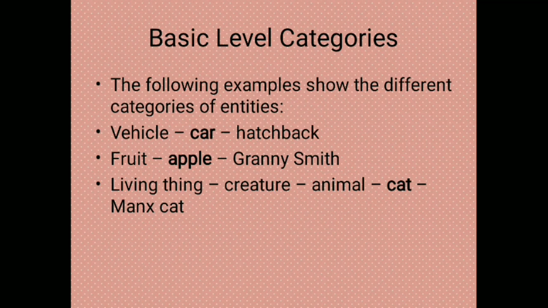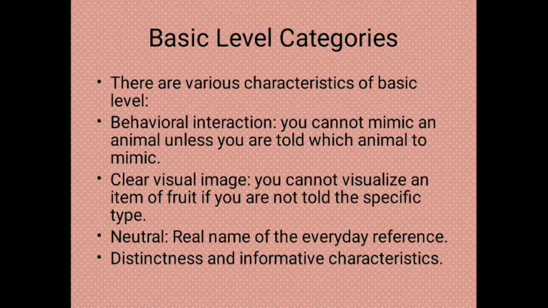So the following examples show the different categories of entities. For example, the concept is vehicle, and the category is car, and hatchback. The concept is fruit, and the category is apple, Granny Smith. A living thing, creature, animal, cat, and man cat. Besides, in the basic level categories, there are also various characteristics of basic level.